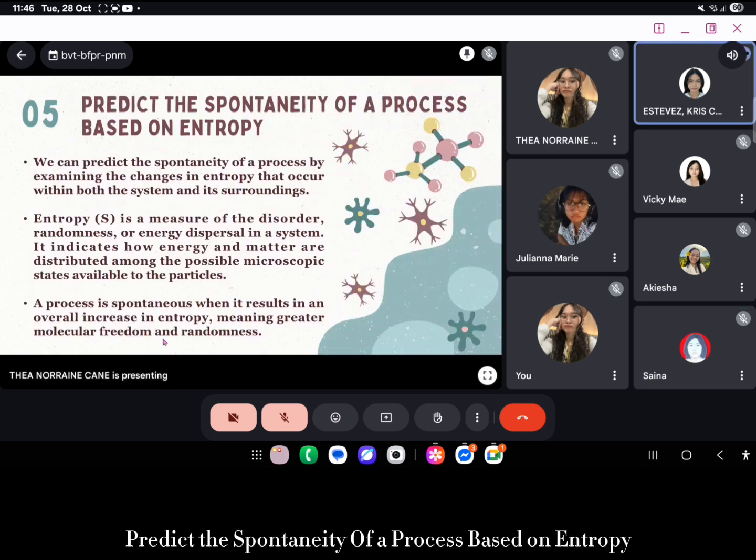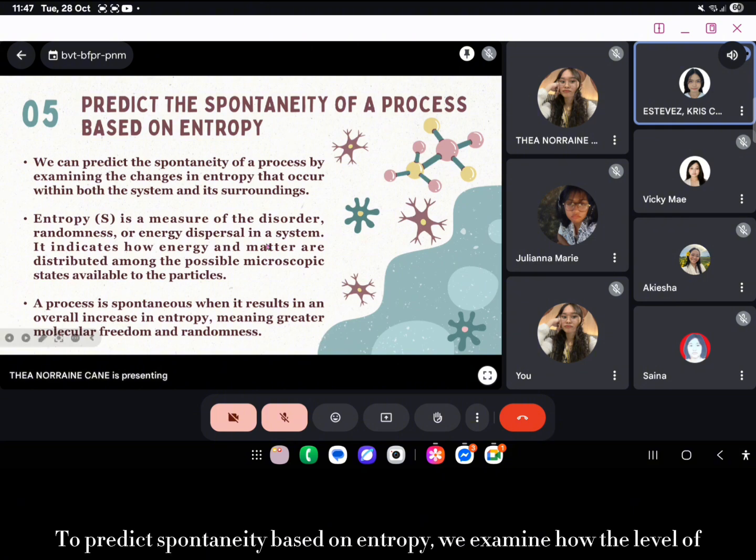Predict the spontaneity of a process based on entropy. We can predict the spontaneity of a process by examining the changes in entropy that occur within both the system and its surroundings. Entropy, S, is a measure of the disorder, randomness, or energy dispersal in a system. It indicates how energy and matter are distributed among the possible microscopic states available to the particles. A process is spontaneous when it results in an overall increase in entropy, meaning greater molecular freedom and randomness.